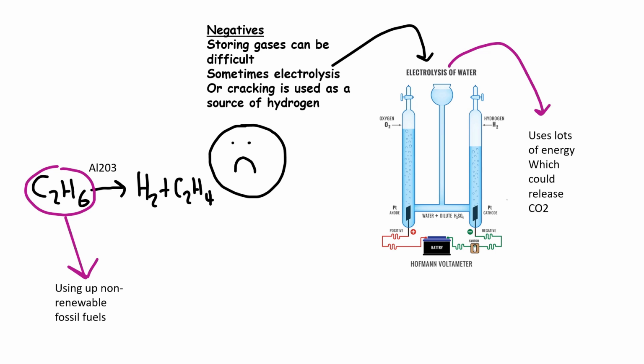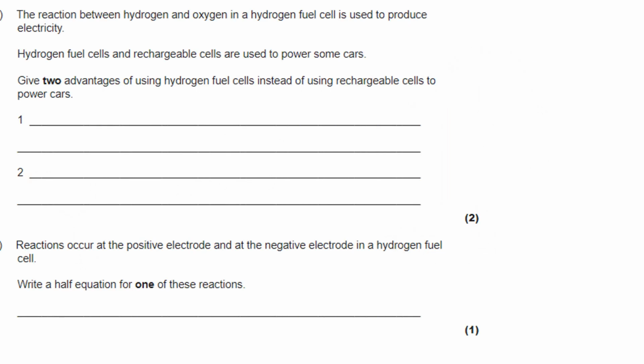The other source of hydrogen is by cracking alkanes like C2H6, that's ethane, and that's going to use up fossil fuels. So we can crack them, vaporizing them and passing them over aluminium oxide catalyst to make hydrogen and ethene in this case. So there's lots of negatives for hydrogen fuel cells. They're not as clean as we first appear.